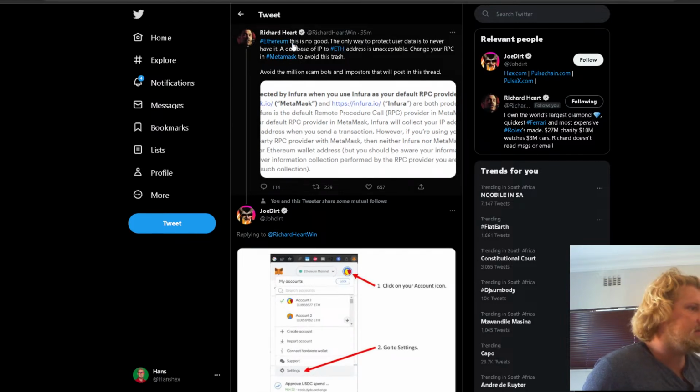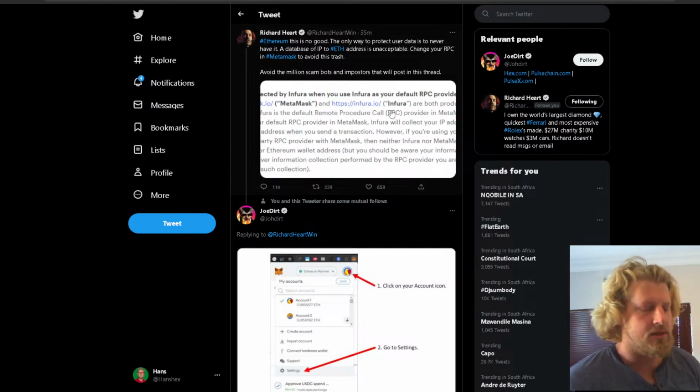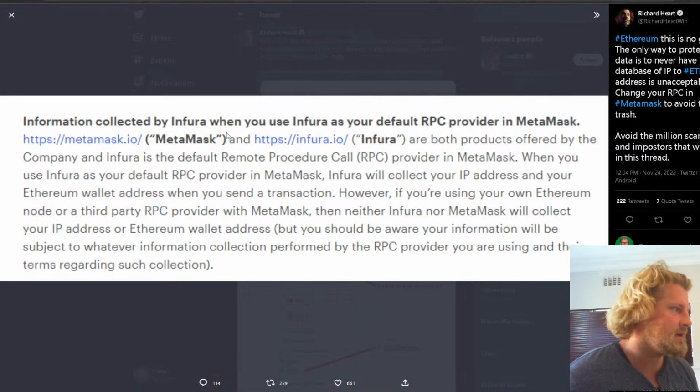So Ethereum, this is no good. The only way to protect user data is to never have it. So obviously this is just in case it does get leaked somehow. A database of IP to ETH addresses is unacceptable. Change your RPC in Metamask to avoid this trash. Avoid the million scam bots and imposters that will post on this thread.